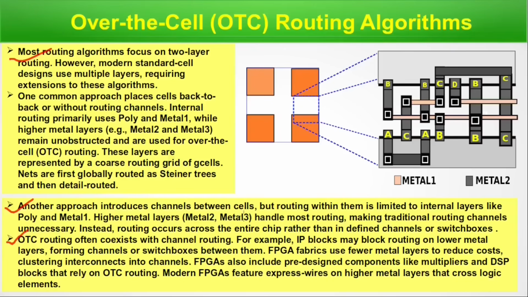So OTC routing exists with channel routing also, and in poly and metal 1, these layers are mostly used, and the layers above, metal 2 and metal 3, are unobstructed. So OTC actually uses those metal layers. This is the over-the-cell or OTC routing algorithm. We are done with this slide. We will move to the next slide.